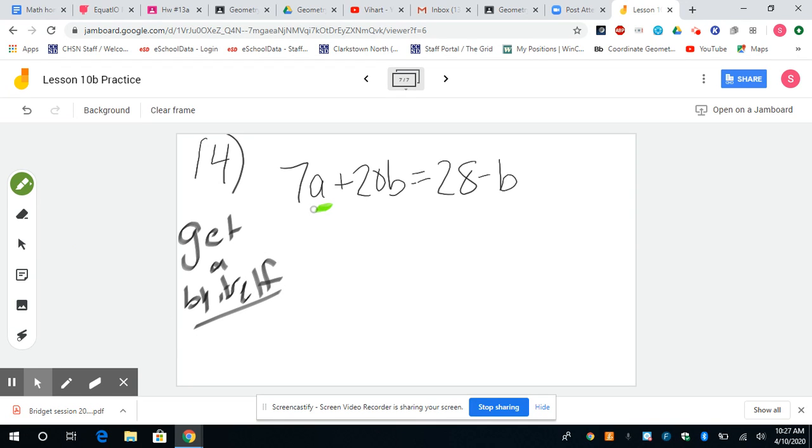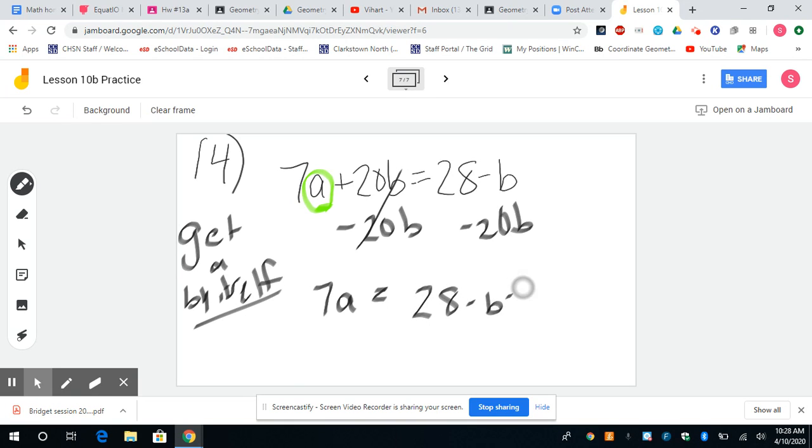So I want this by itself. So let's first move these terms. So subtract the 20b. And this was in my original video, I remember. So 7a equals 28 minus b minus 20b. And then you can look if you can combine terms. These both have a b in it. So it's technically minus 1 minus 20. So this would be minus 21b.